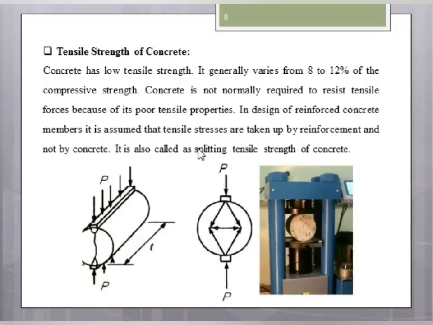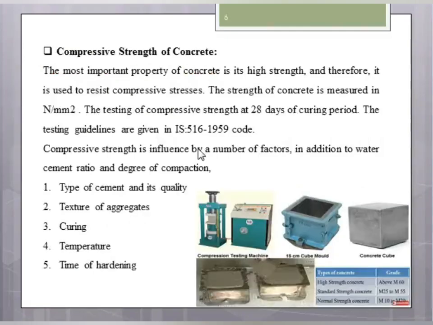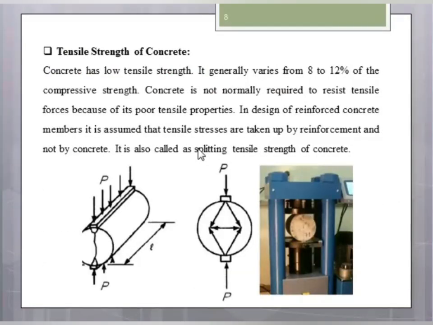Again, this codal provision is given in IS 516. So the cylindrical mold we have to prepare is of size diameter 150 mm and length 300 mm. The same procedure for casting the concrete is required to prepare such a cylindrical mold of concrete, and place it for 28 days under the water tank for curing purposes.